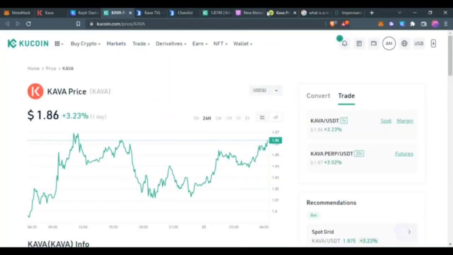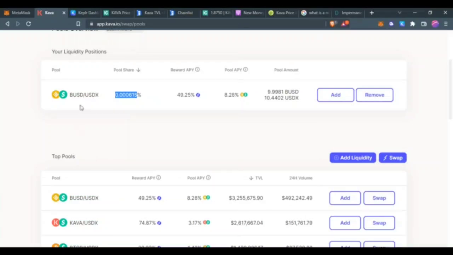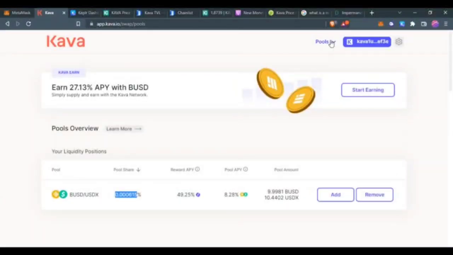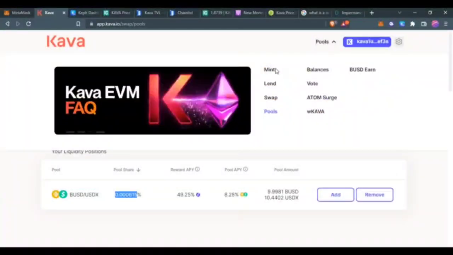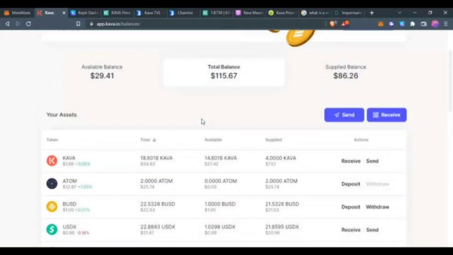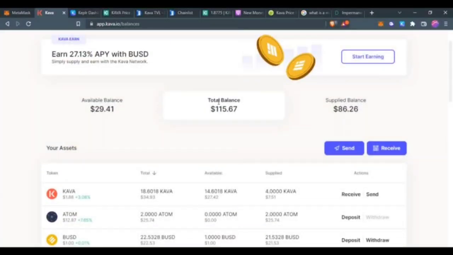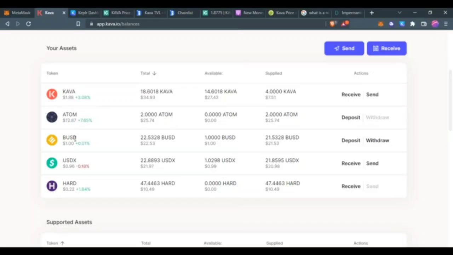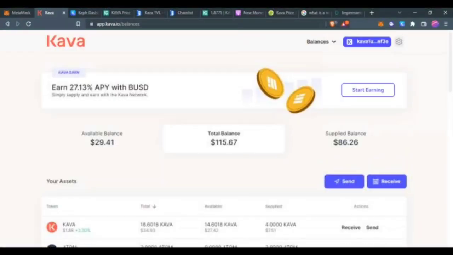But that's why we chose to go with the stable coin. That way the risk of impermanent loss is a lot lower, is what I'll say. The risk is a lot lower when we do it that way. So now let's see. We have Kava, Atom, BUSD, USDX, and Hard, as well as a liquidity pool token or liquidity pool opened up.